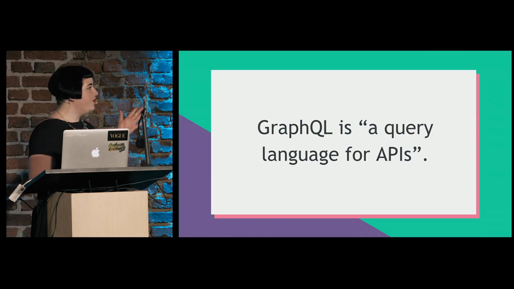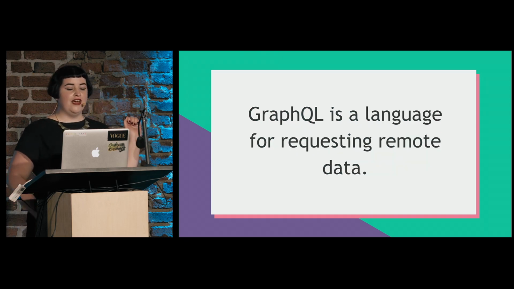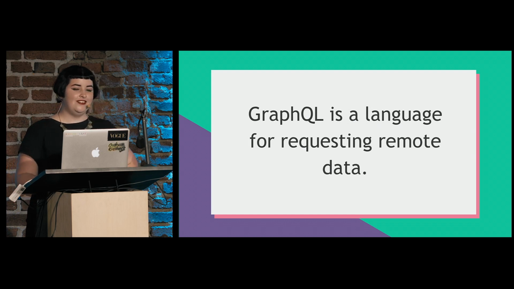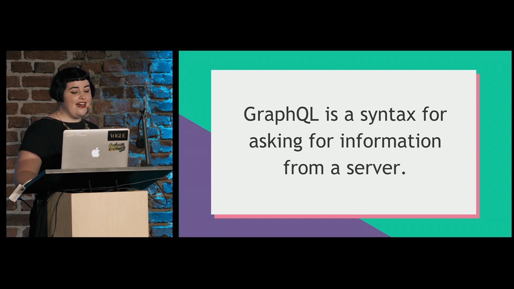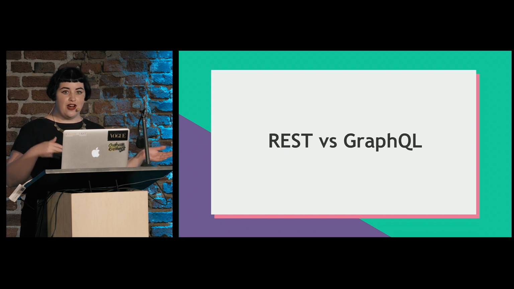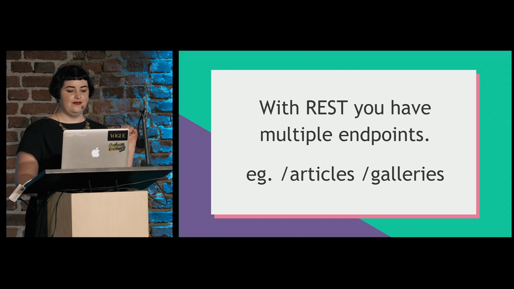So GraphQL, if you go to the website, it will describe itself as a query language for APIs. Or my friend Alex describes it as a language for requesting remote data. Or you could also call it a syntax for asking for information or data from a server. And it's often compared to REST, so I'll talk about a couple of the main differences between GraphQL and REST, if you're used to REST APIs.